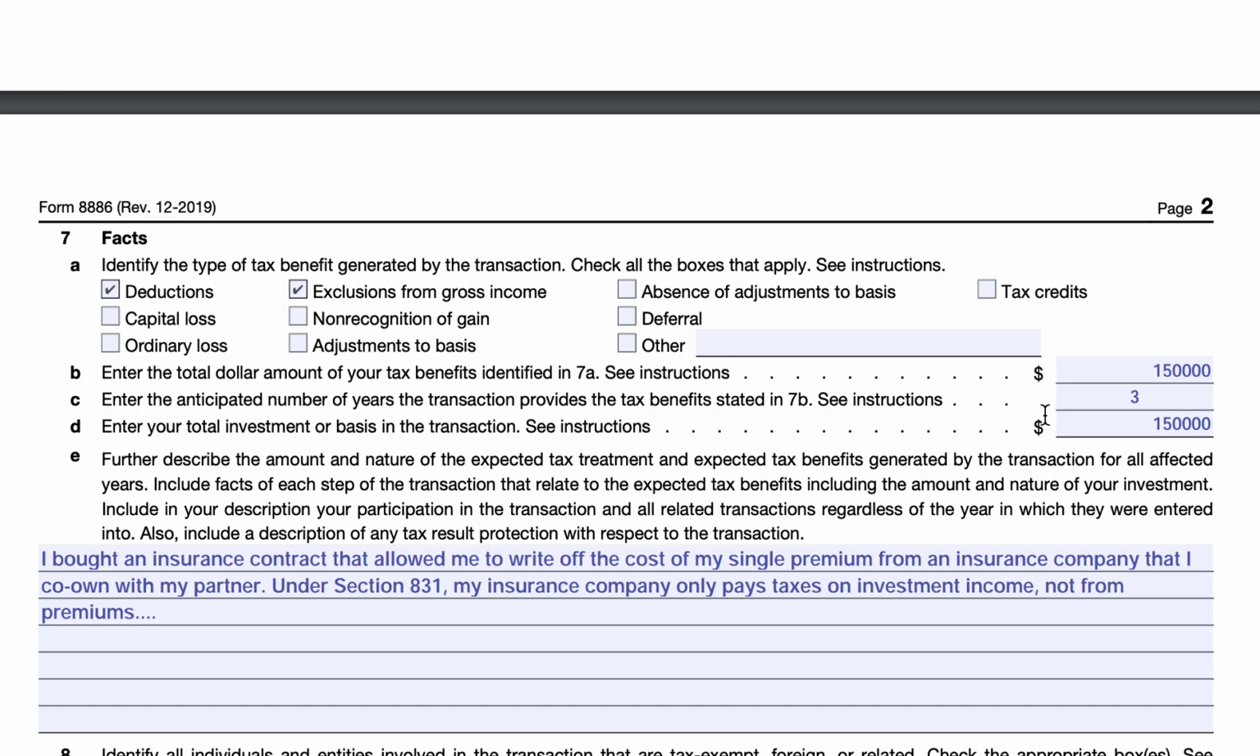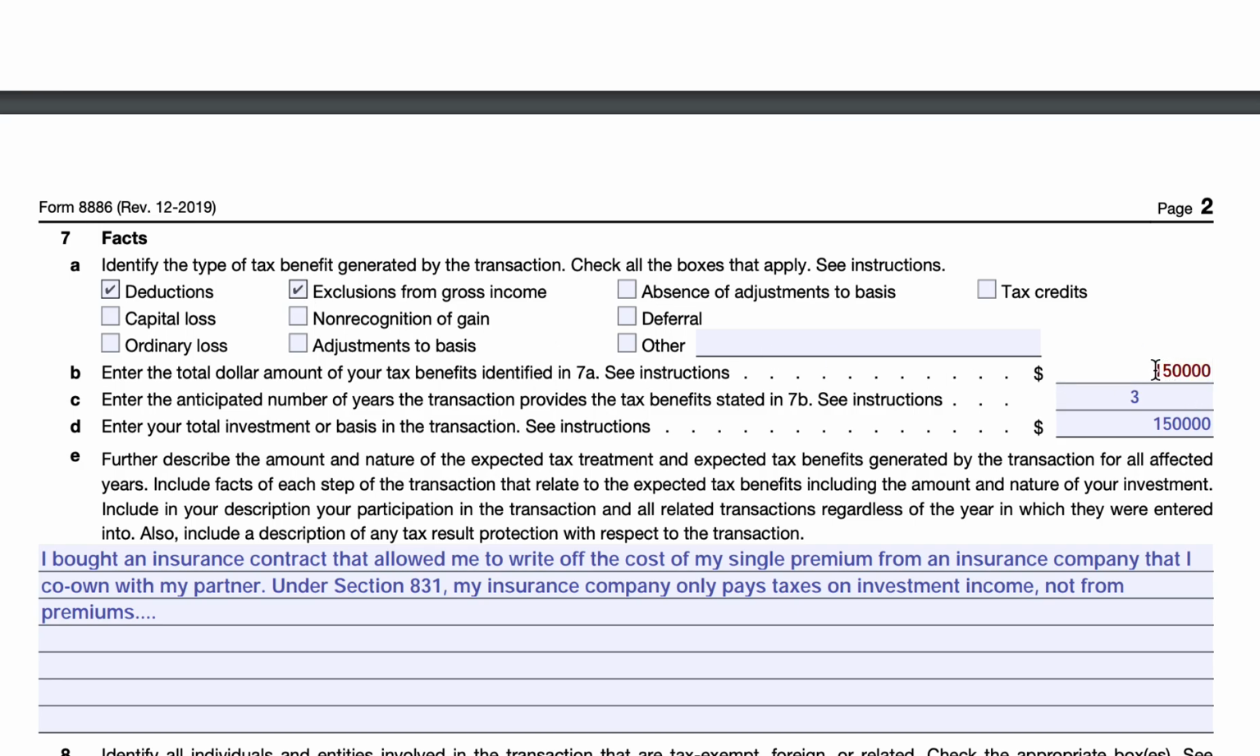So this is where your tax attorney or your CPA is going to earn their money, by helping you sort through the facts of the case and really present them to the Internal Revenue Service in a manner that allows you to maintain that tax benefit. So in line 7, we'll start by identifying the type of benefit that was generated in the transaction. According to the bulletin, generally being able to take a tax deduction while the insurance company is excluding that revenue from income. Line B, we're going to enter the amount of your tax benefits.